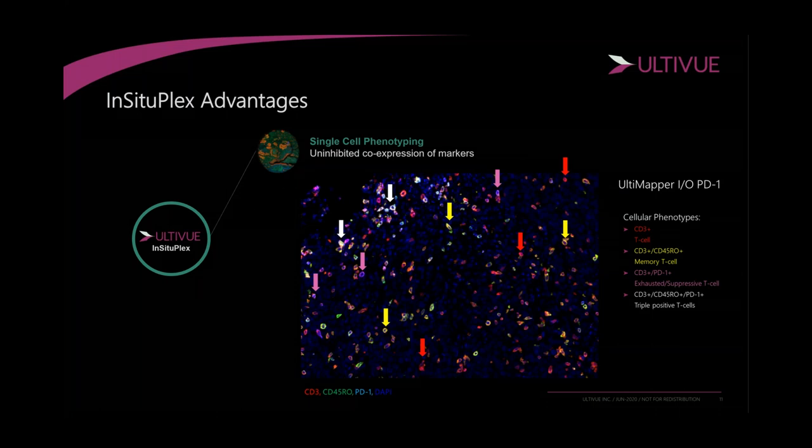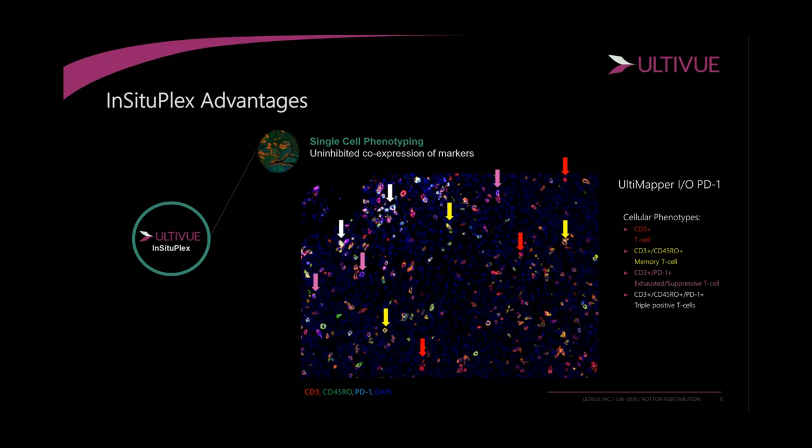The third being single cell phenotyping. So with the InSituPlex technology, because the detection is linked to the antibody and not the environment around the epitope, where you know some technologies like TSA revolve around tyrosine residues being available around your epitopes, there isn't really any steric hindrance or inhibition to co-expression of markers on single cells. And here's an example of that.